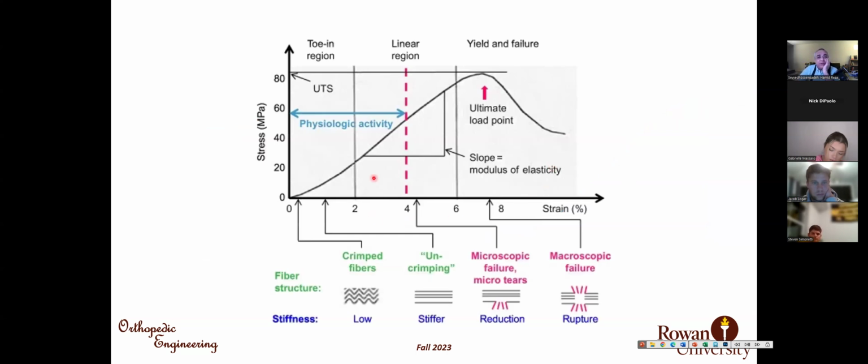And this is another representation. As you see, this first phase, toe region, is for straightening of the fibers. The second part, the linear part, is for sliding the fibrils over each other. The third part, the plastic deformation, is microscopic failure, micro tears, and the last part is macroscopic failure, which is the rupture.